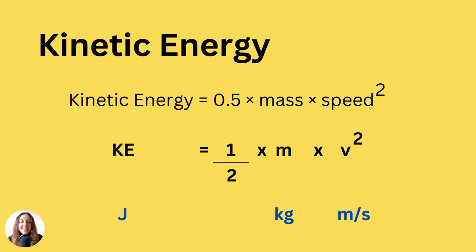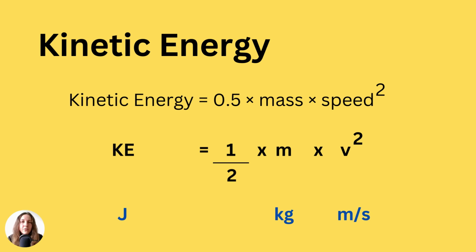But today, kinetic energy is the topic, and you need to know that the equation for kinetic energy is a half, or 0.5, times mass times speed squared. Often you can see this written in symbols, so kinetic energy is KE, or E subscript K, and that equals a half times m times v squared. v just stands for velocity.